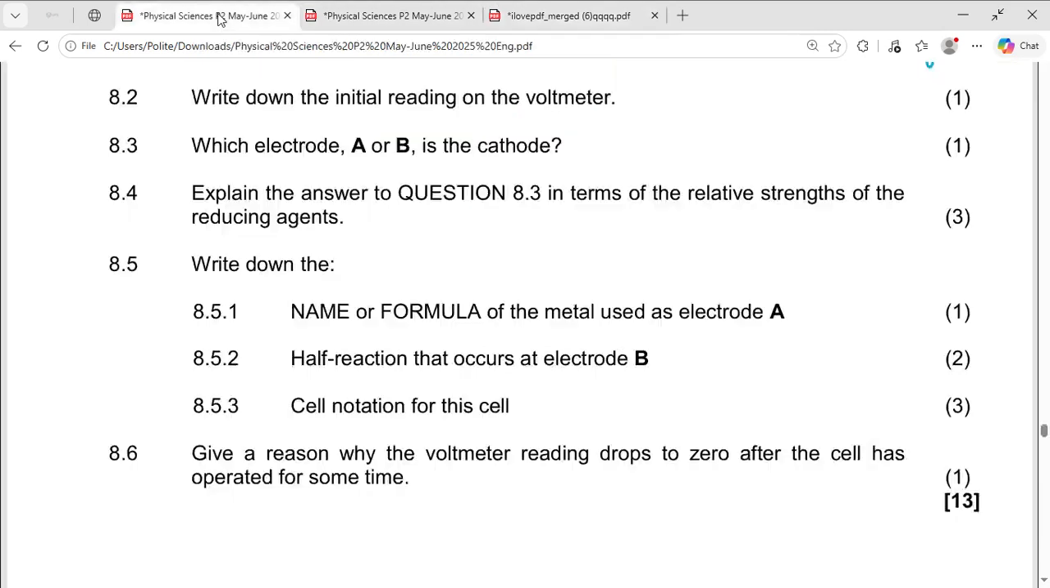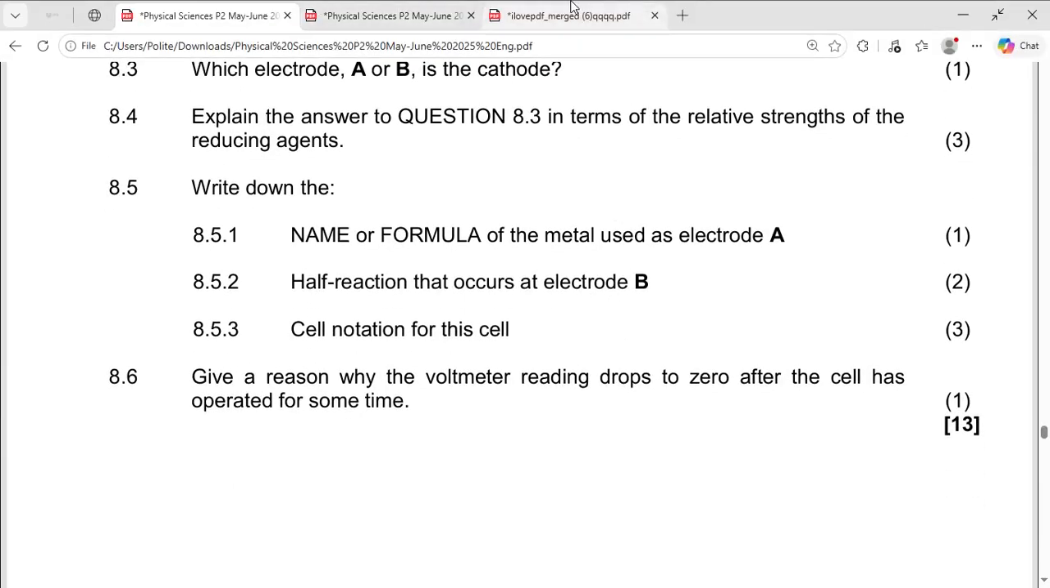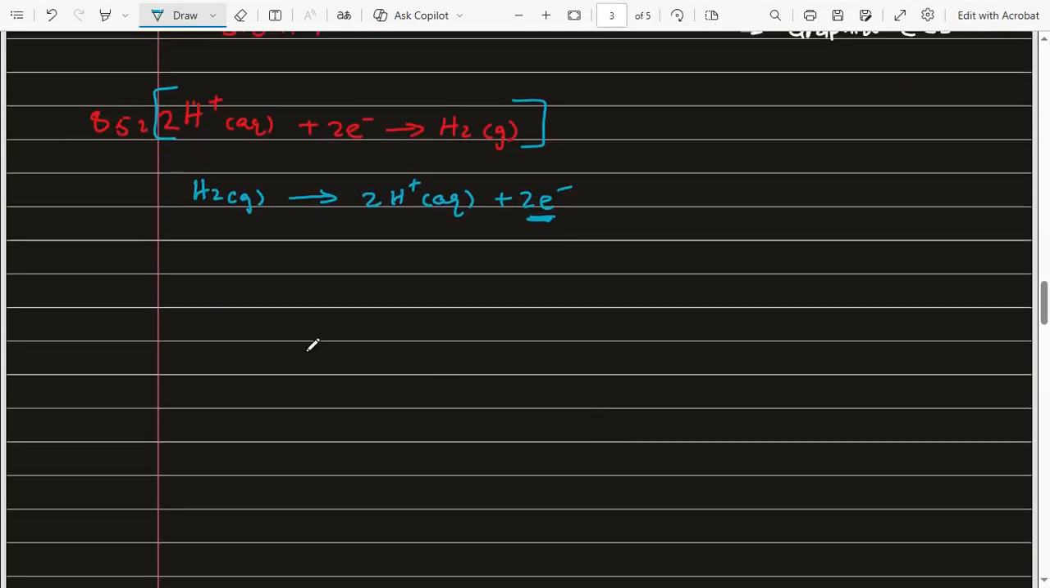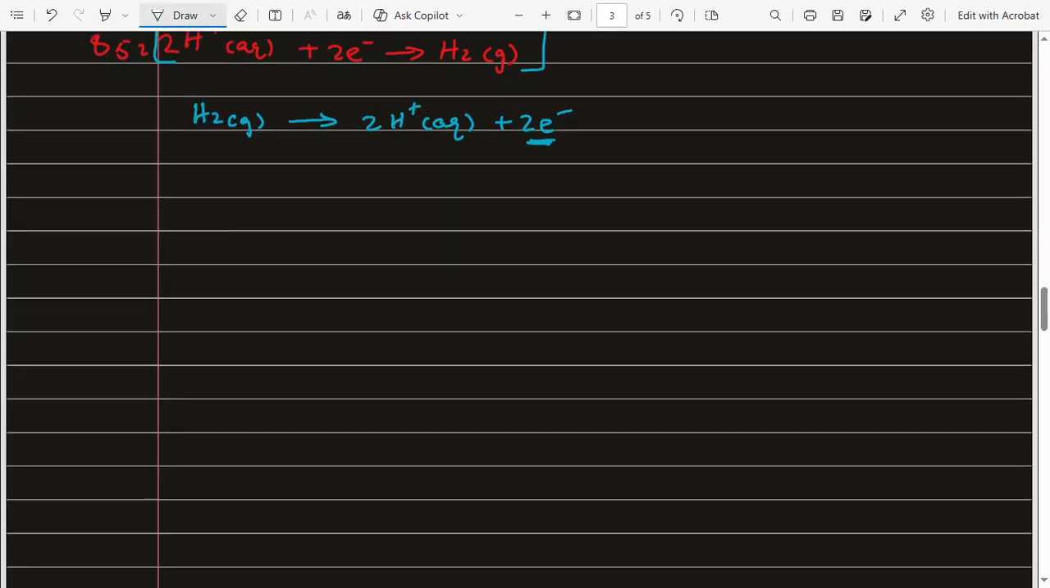Let's look at the next question. The cell notation for this half cell. So I'm going to show you a quick way to understand the cell notation. Okay, so this is how you write the cell notation. Let me make this easy. So this will be 8.5.3, and we are going to work on cell notation. Let's say you are watching this today and you are writing tomorrow, then today is your lucky day. I'm going to show you a way to cram this.